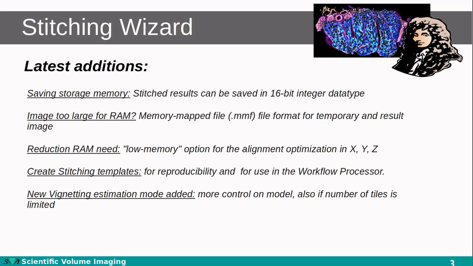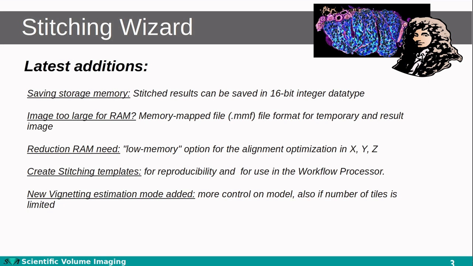The latest additions are that you can now choose the data type used for stitching and save it in 16-bit integer data type, which allows you to save memory. In case your images are too large for the RAM of your computer, the memory map file is now available for temporary and result images. A low memory option for optimization in X, Y, and Z can drastically reduce the memory requirement for 3D optimization of tiles with large overlap.